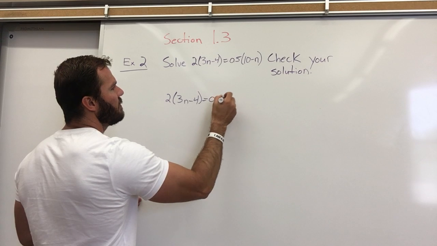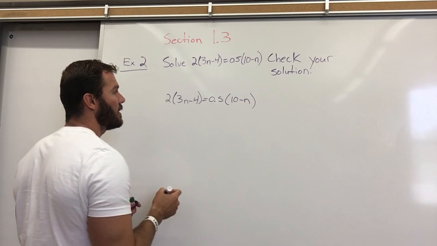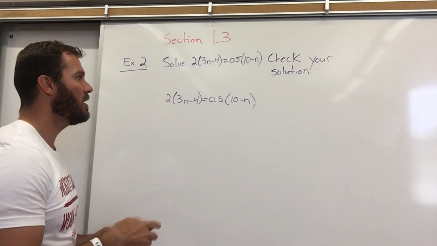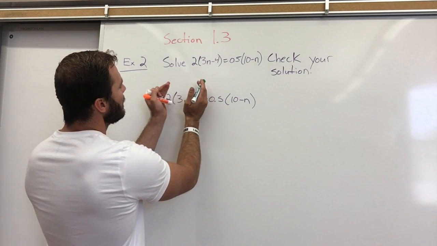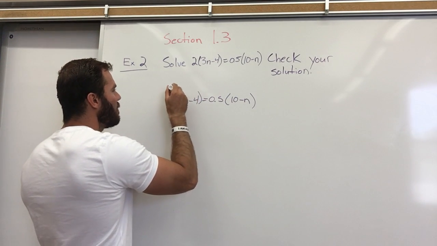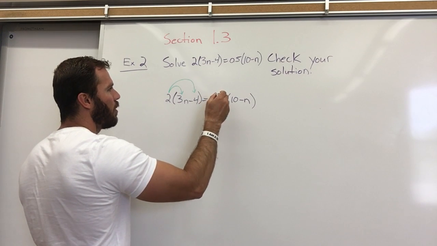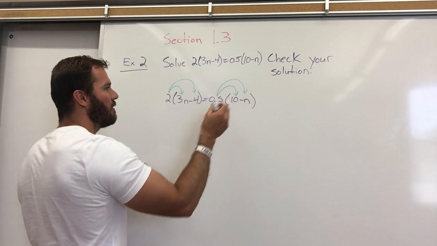This 0.5 is the same as a half. You could write the fraction if you wanted to, but let's leave that for the decimal there for right now. The first thing we're going to do is we've got 2 times 3n minus 4. That means this 2 is being multiplied to the 3n and that negative 4. The 0.5 is being multiplied to the 10 and to that negative n.